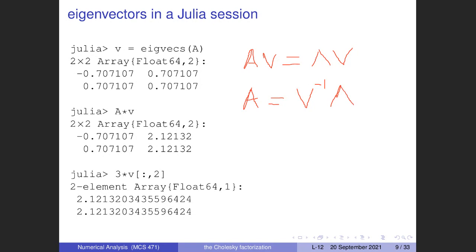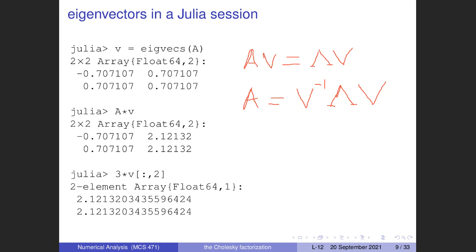So we have the inverse of V. We have a diagonal matrix. So instead of lambda, I'm using here now the big lambda. So this is the capital lambda, which is a diagonal matrix. And then I have the matrix of the eigenvectors.